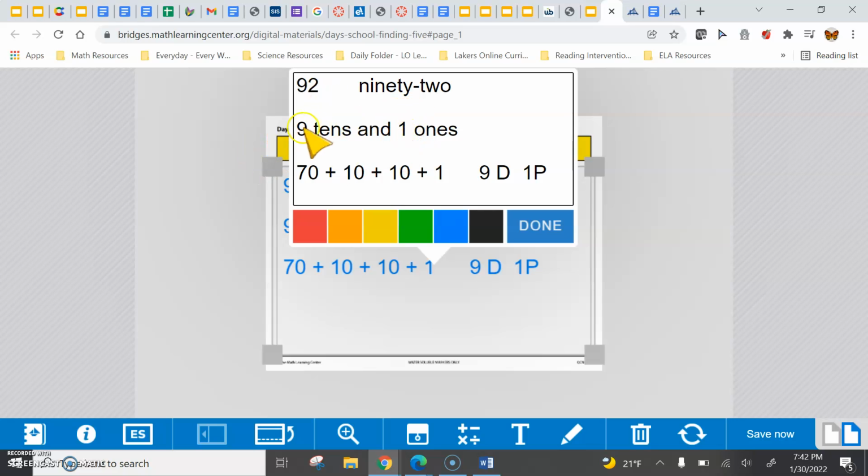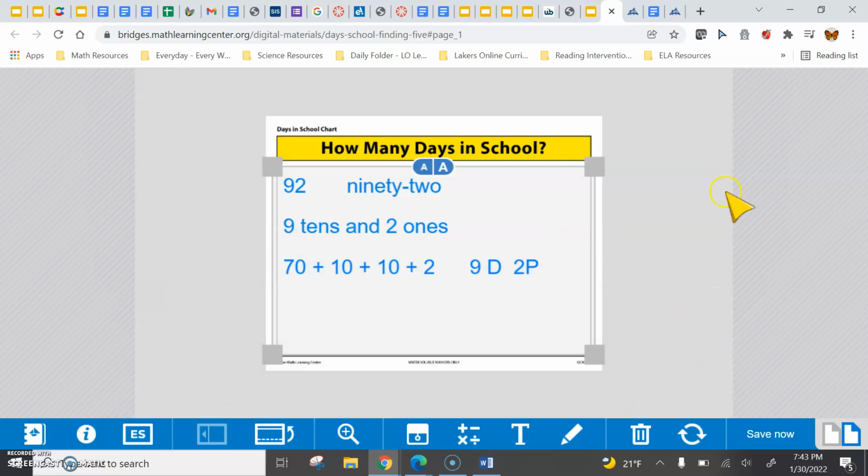92 here. 9 groups of 10 and 2 ones. We have 70 plus 10, which is 80, plus another 10, which is 90, plus 2. Then we have 9 dimes and 2 pennies. That would make 92. Can you think of another way that we can make the number 92?